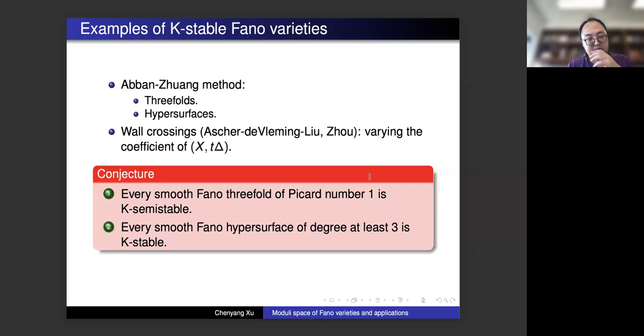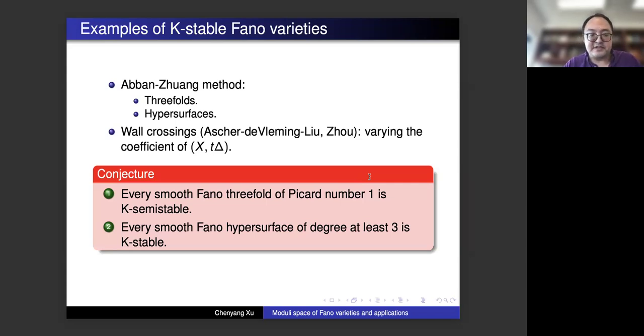So my last page about general case stability is that I want to mention some examples. I think Vanya will give a lecture with more about the examples. So let me just mention that currently there are two types of examples people are very interested in. One is threefolds, because we have the Mori-Mukai and Iskovskikh classification, and also, of course, interesting hypersurfaces.